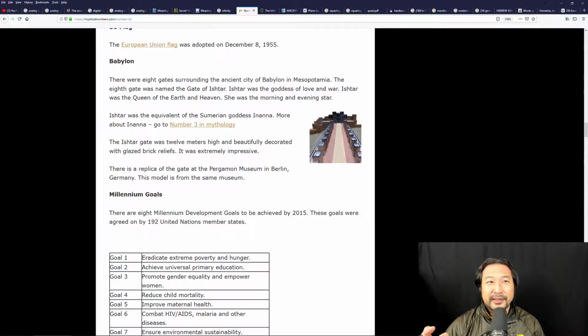Oh, interesting. We're going to get to the EU, because it also correlates to 256, and I think 8. Oh yeah, that's going to be fun.